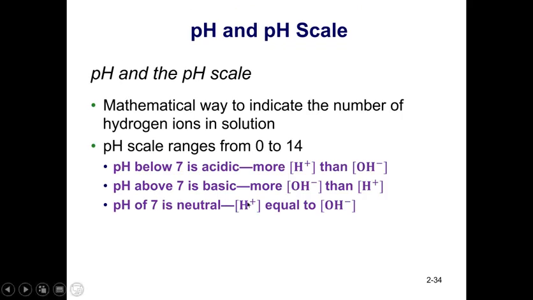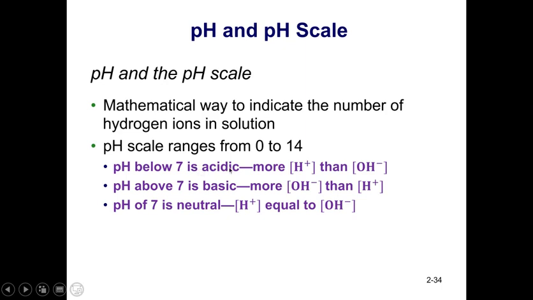So if we were to put it on a pH scale, a pH below 7, so 0, 1, 2, 3, 4, is considered to be acidic. A pH above 7 is considered to be basic, so 8, 9, 10, 11, 12, 13, 14. All those we consider to be basic, and a pH of just 7, flat out 7, is considered to be neutral. So we have equal numbers of hydrogen and hydroxide ions.